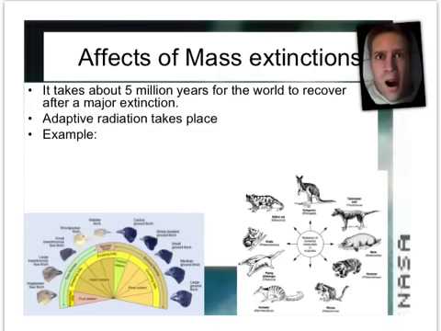They will take over those niches. And adaptive radiation is a key term that we need to know. We're going to talk about several different examples of this occurring throughout history. A really good example of this occurring is with the mammals.